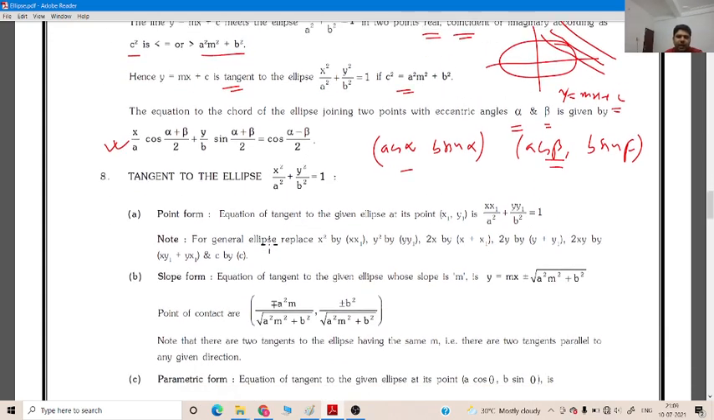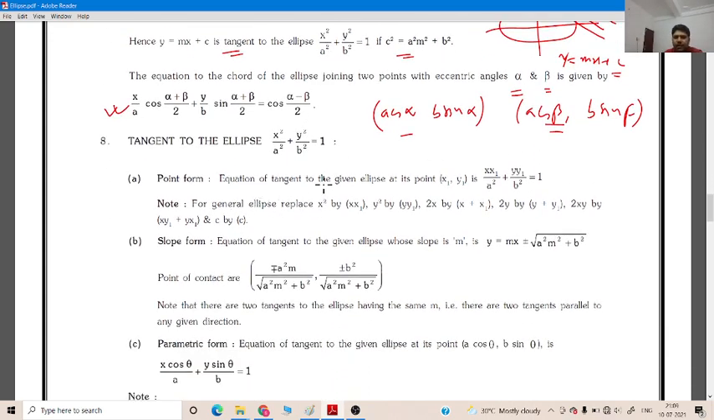And tangent to an ellipse. Equation of a tangent to the given ellipse at a point x1, y1. There are two methods. One I have already mentioned. The second one: differentiate the equation of the ellipse, x squared by a squared plus y squared by b squared is equal to 1.